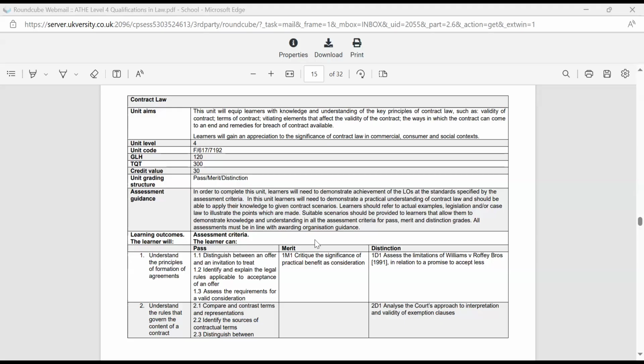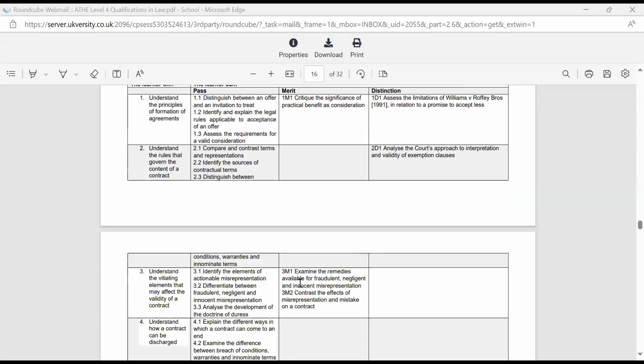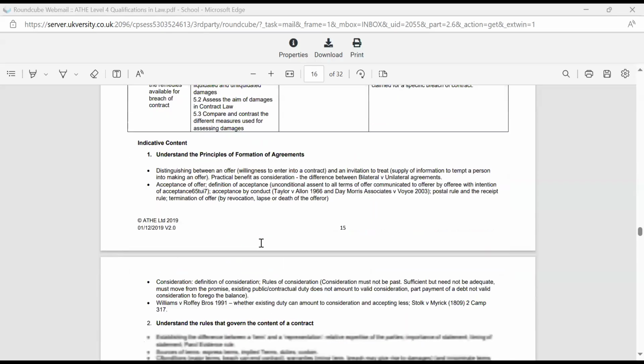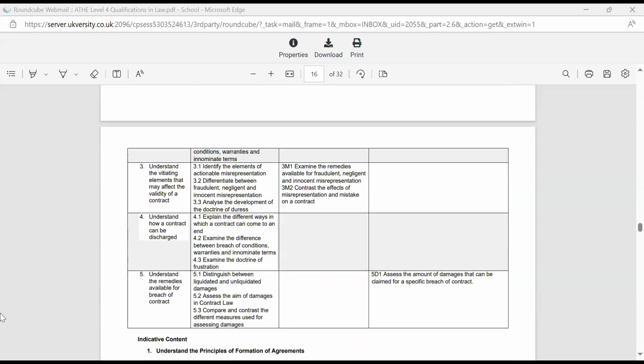This that I've got up here is the module specification. It tells you a little bit about what the unit aims are, the level of the unit, the structure, and the assessment guidance. Then it goes into the learning outcomes, what you need to complete to achieve a pass, a merit and a distinction for each learning outcome. At the bottom is the indicative content. You can look at that in your own time because it's all available on Moodle.